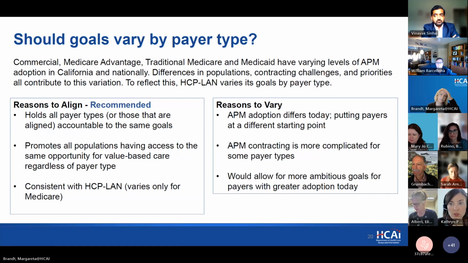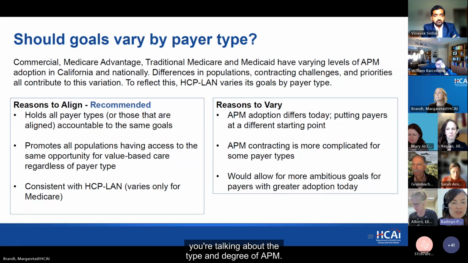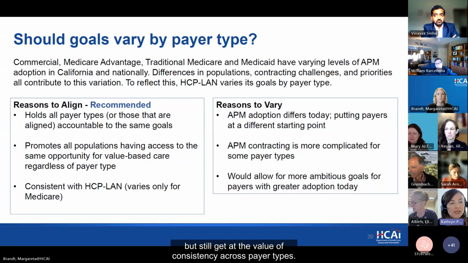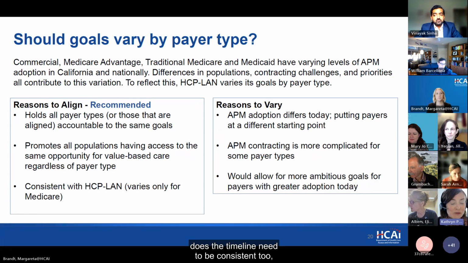Catherine? Sure. So I assume when you say goals vary or goals consistent, you're talking about the type and degree of APM. How are you thinking about timeline? Because flexing the timeline might allow some latitude for some payer types that are a little bit further behind, that have special challenges, but still get at the value of consistency across payer types. So I was just curious if you're asking, does the timeline need to be consistent too, if we want to go with the consistency goal or value, or is that one that we could sort of mediate or moderate, so to speak?